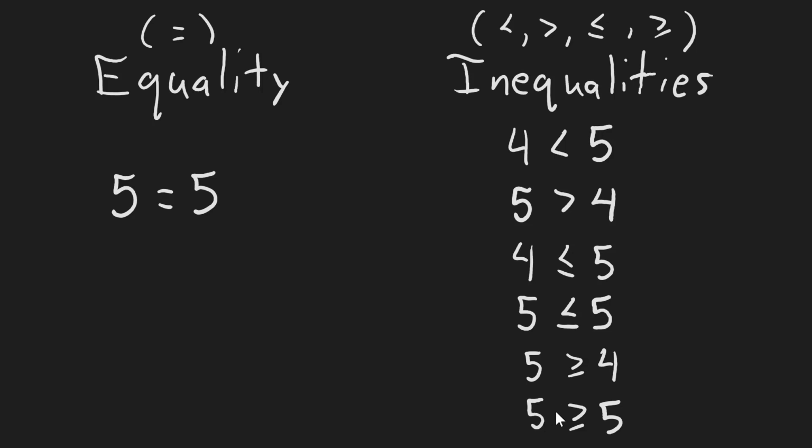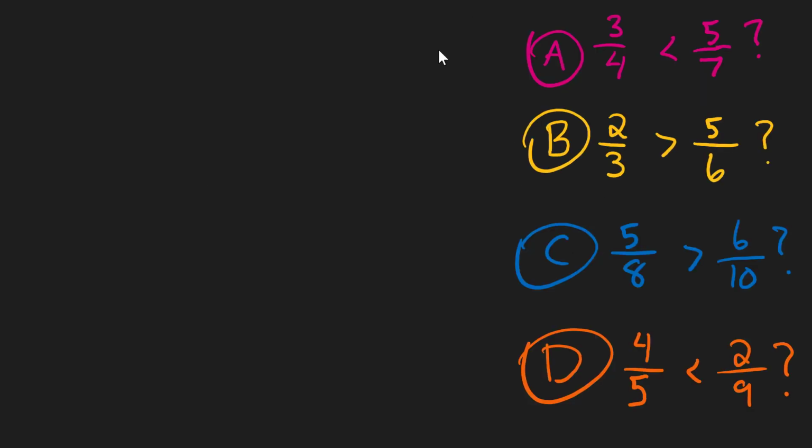And down here we have 5 is greater than or equal to 5. And is this one true? Yes, it is, because 5 is greater than or equal to 5. Namely, it is equal to 5. So these are all the different inequalities: less than, greater than, less than or equal to, and greater than or equal to. So we need to evaluate which of these inequalities is true.